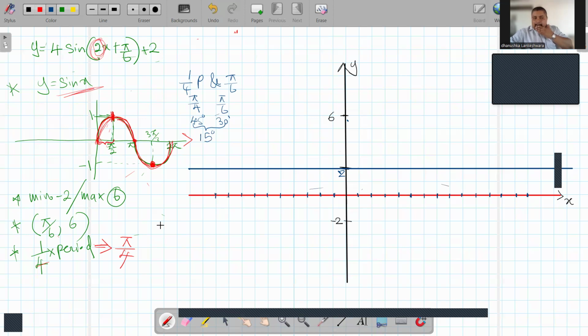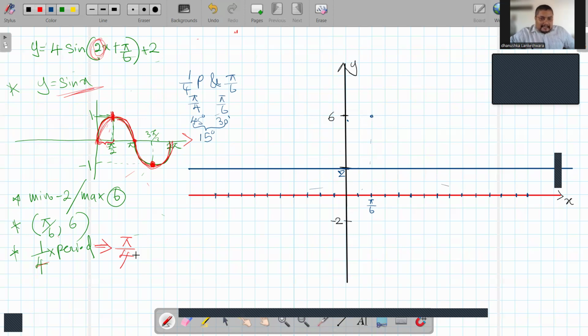Okay. Now, where to start? The x value is pi over 6. Pi over 6 means 30 degrees, no? So then 15, 15, 30. So here, pi over 6. When x is pi over 6, what is the y value? The y value is 6. So the first coordinate is over there.